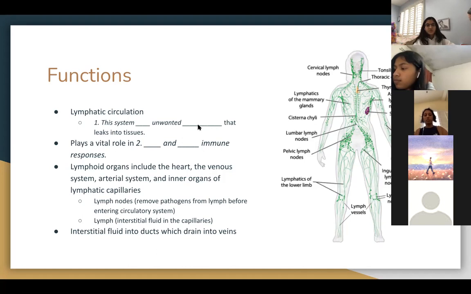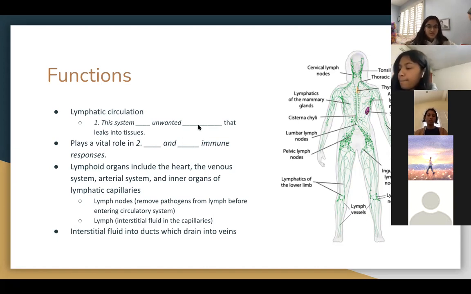Okay, so it plays a vital role in retaining and sustaining immune responses. What this basically means is it keeps your immune system going so you can fight against diseases, and it also makes it better. It produces cells called lymphocytes. If you were there for the last lecture, part of the circulatory system, your white blood cells, it makes those, which are basically fighting against your body if there's any disease inside. So it is vital for that.